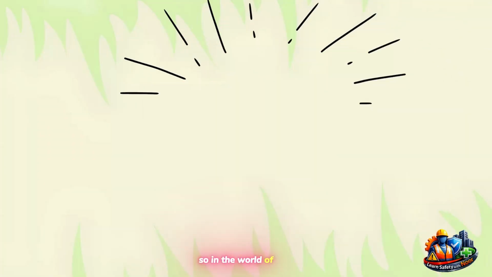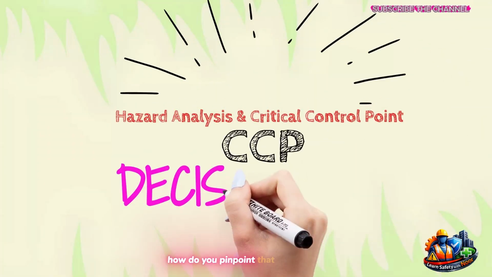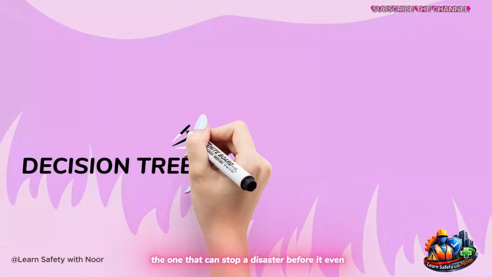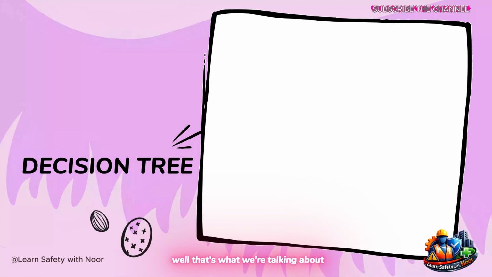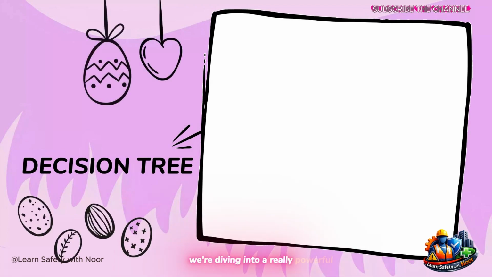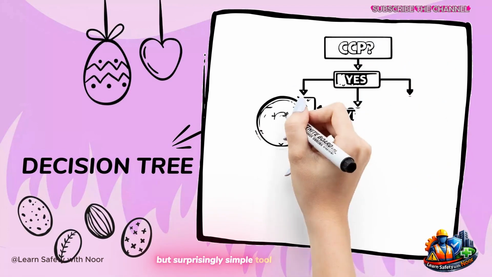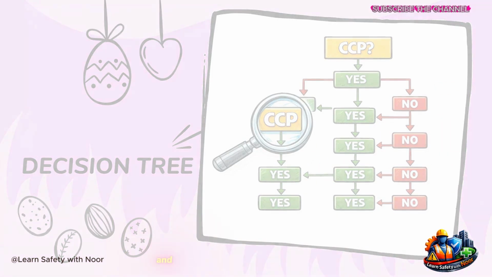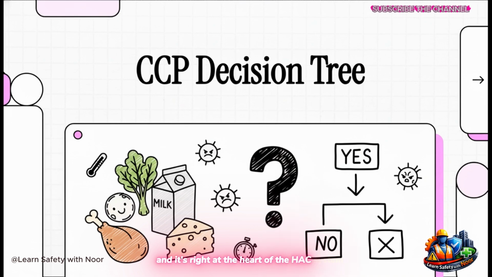So, in the world of food safety, how do you pinpoint that one exact moment, the one that can stop a disaster before it even starts? Well, that's what we're talking about today. We're diving into a really powerful but surprisingly simple tool that does exactly that. It's called the CCP Decision Tree, and it's right at the heart of the HACCP system.